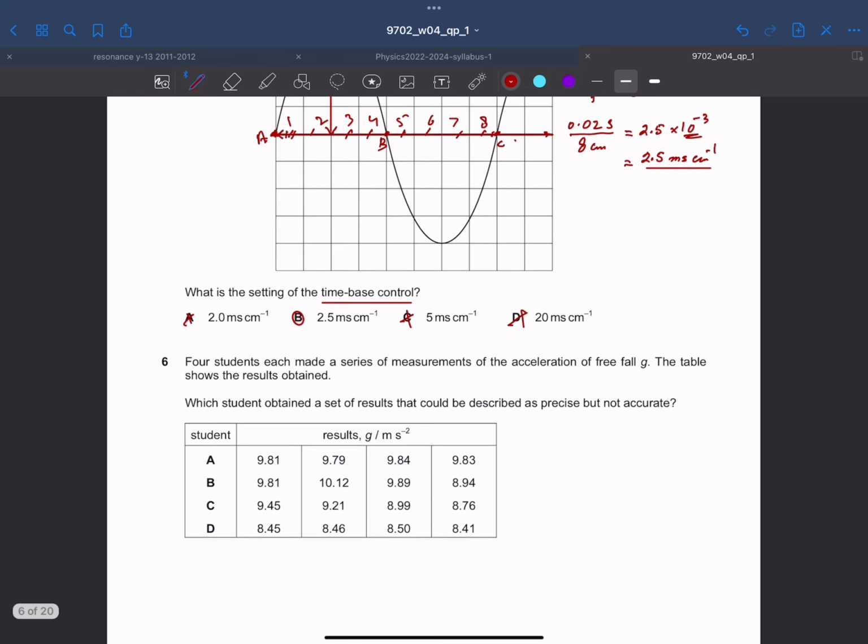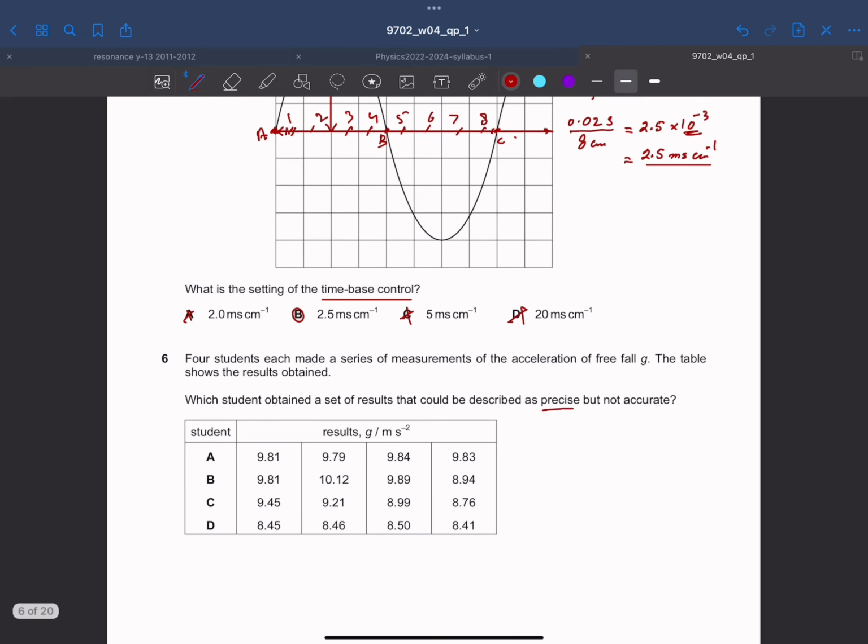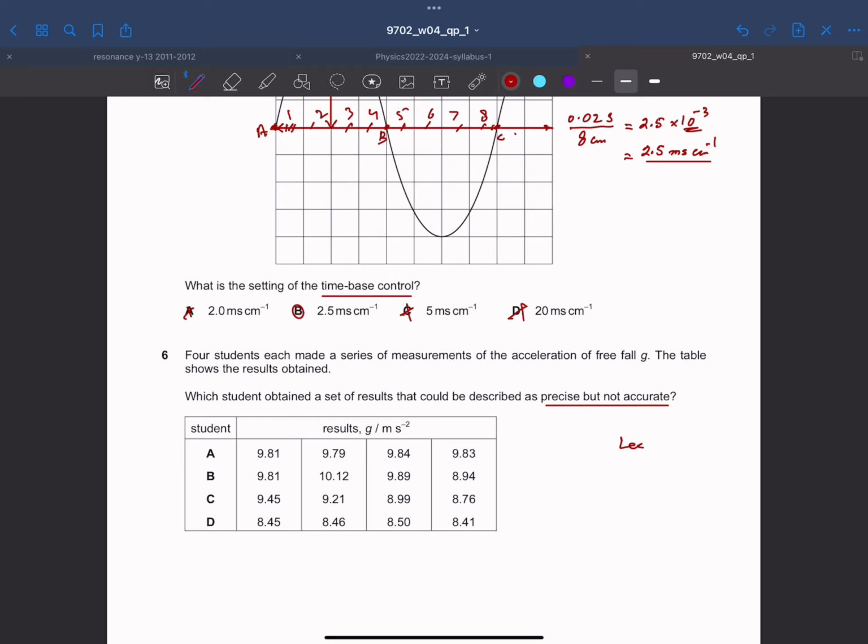Then in question 6 rather, 4 students each made a series of measurements of acceleration of free fall g. The table shows the result obtained. Which student obtained a set of results that could be described as precise but not accurate. Precise but not accurate. So first of all, in my lecture number 4 and 5, I have explained in detail the precision and accuracy. So if you want to learn this precision and accuracy in detail, you have to go to lecture number 4 and 5.